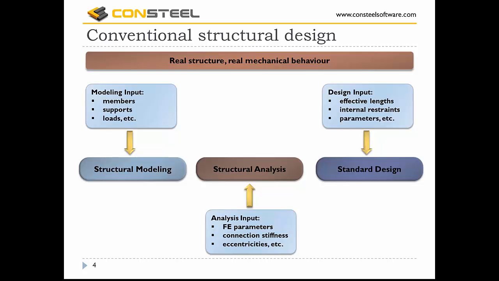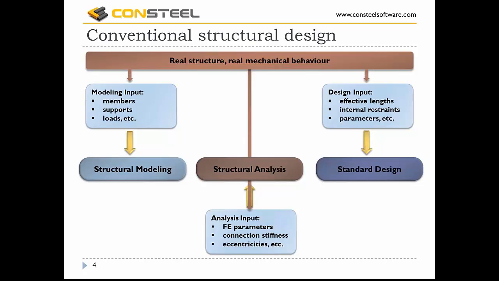we also need design inputs, special design parameters, considering the internal restraints, the effective length factors, the C factors, critical values, whatever. So these are special design inputs. These three types of inputs are independent of each other. So when we define an effective length, for example, it can be completely independent of our modeling inputs. So usually the software can accept anything we type in as a design parameter.